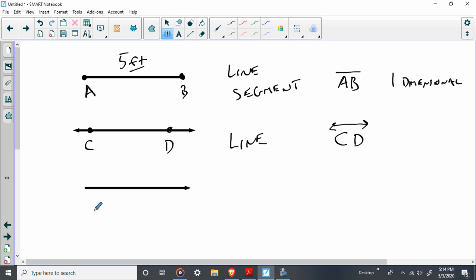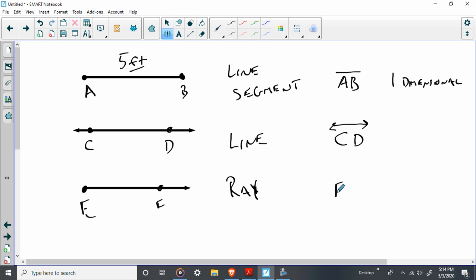So a ray is like if you took some of the characteristics of a line, some of the characteristics of a line segment, and put them together. It has an endpoint over here, and then it goes on forever in the other direction, okay? So let's call this, I don't know, A, B, C, D. Let's call this E, F. This is ray EF, okay?